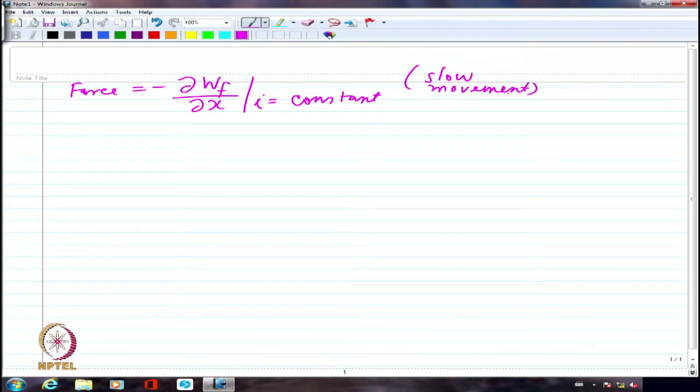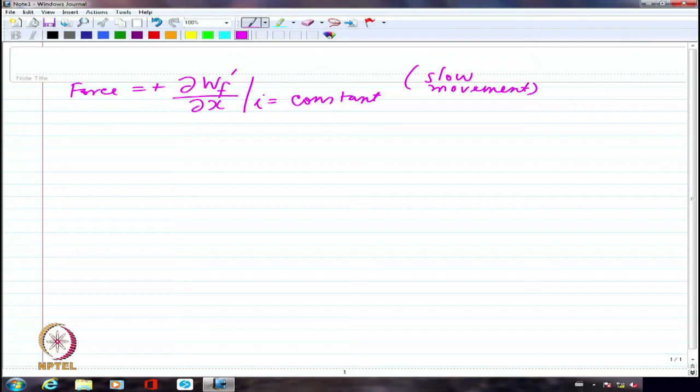This was the fast case. In the fast case, we were talking about the field energy. In the slow case, it was the co-energy.